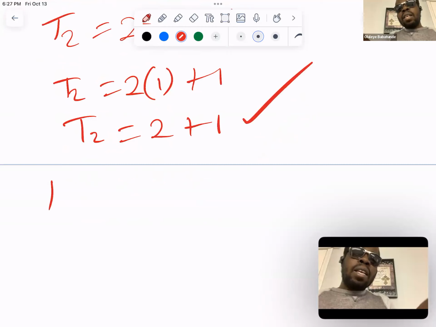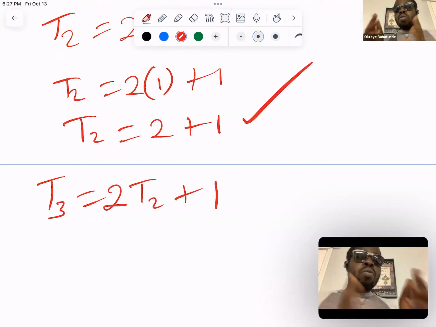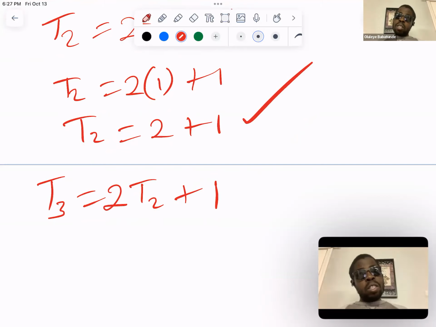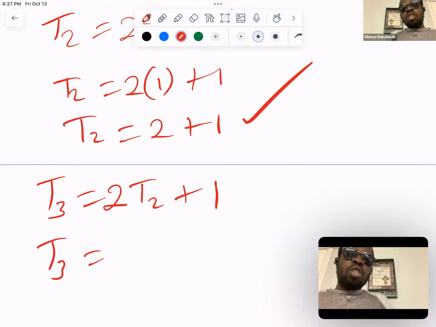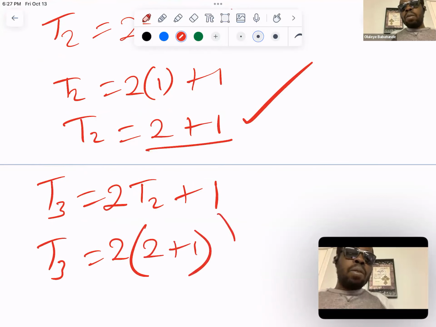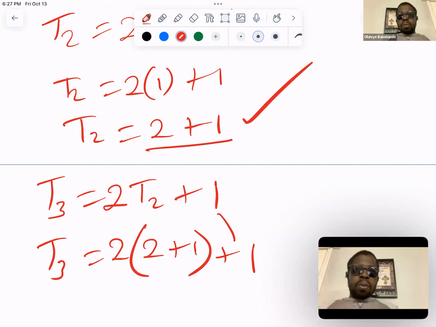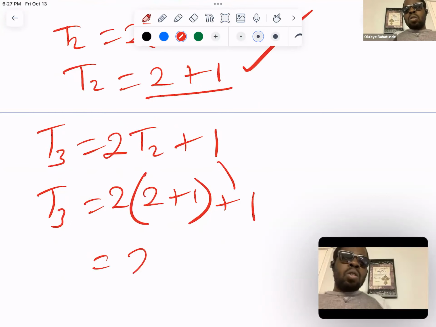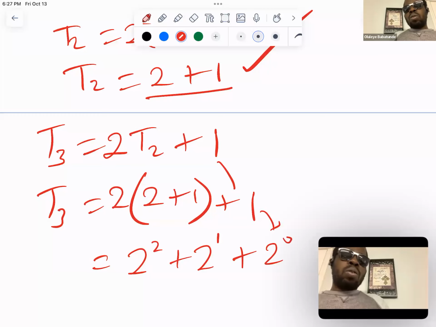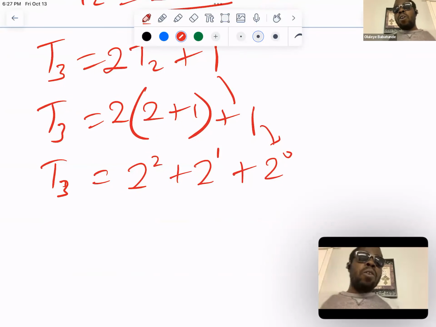Now, similarly, T3 is going to be what? Twice T2 plus 1. Remember, next is going to be what? Twice previous plus 1. That means T3 is going to be 2 into, this is my T2, 2 plus 1, then plus this one. And that is 2 squared plus 2 to the 1, plus 1. Now this one can be written as 2 to the 0. This is T3. If you do T4, you will get the same thing.